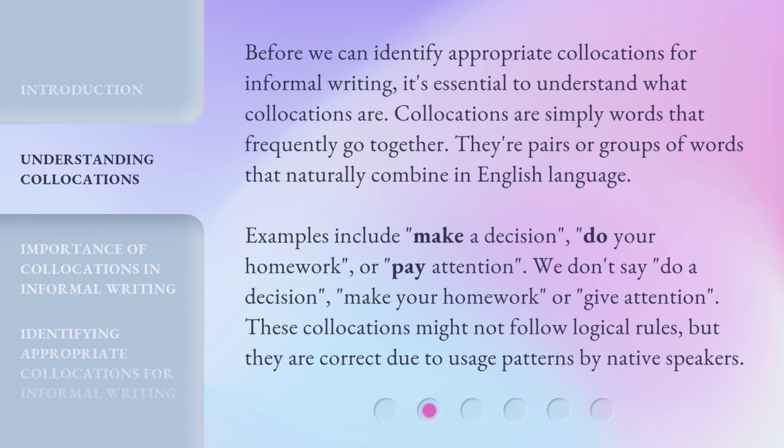Before we can identify appropriate collocations for informal writing, it's essential to understand what collocations are. Collocations are simply words that frequently go together. They're pairs or groups of words that naturally combine in the English language. Examples include make a decision, do your homework, or pay attention.